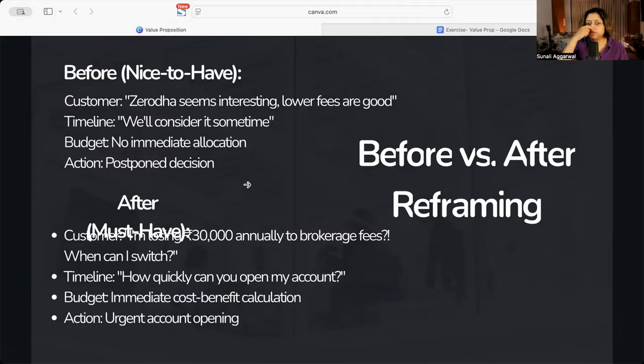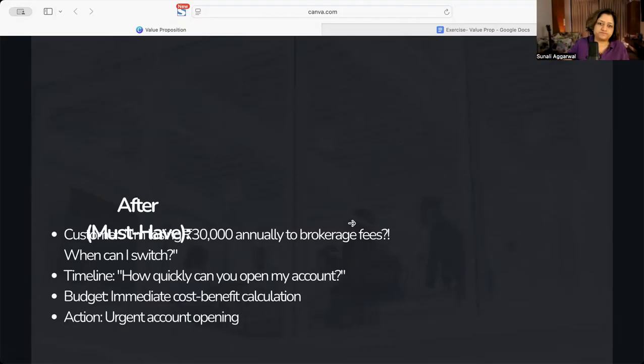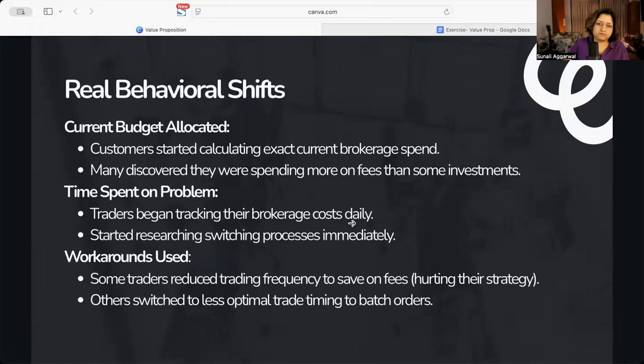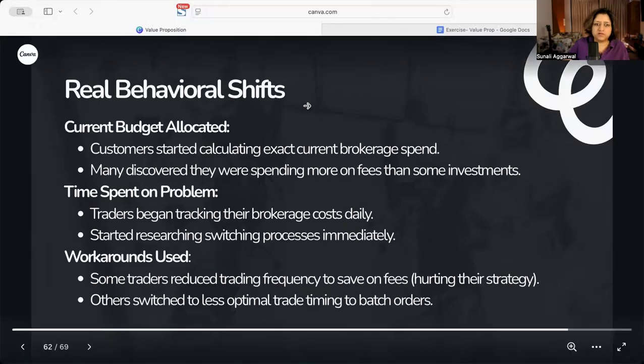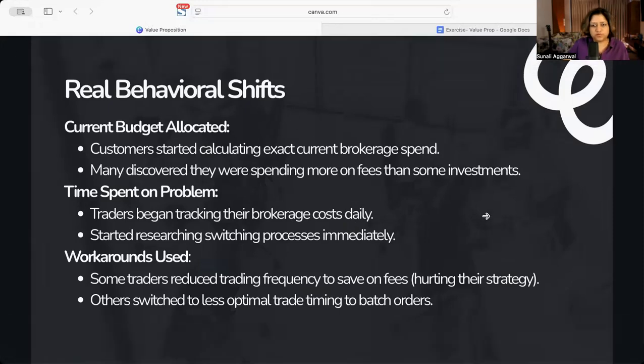So they were losing 30,000 annually to brokerage fees. When can I switch? I'm losing that, so when can I switch? How quickly can I open the account? Immediate cost benefit calculation and urgent account opening. Real behavioral shifts, we've spoken about that.